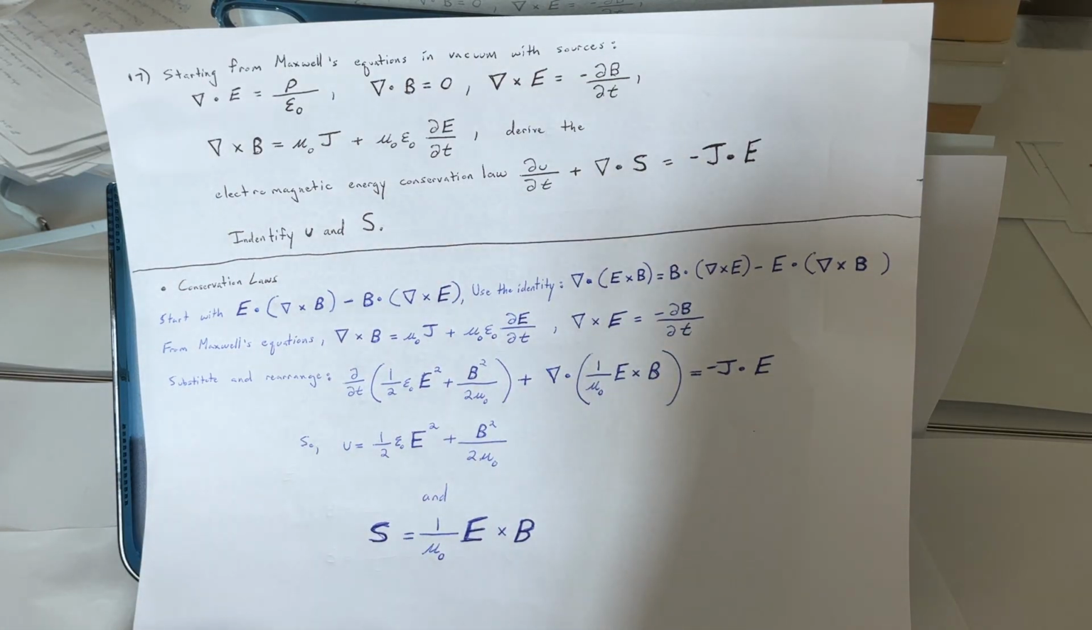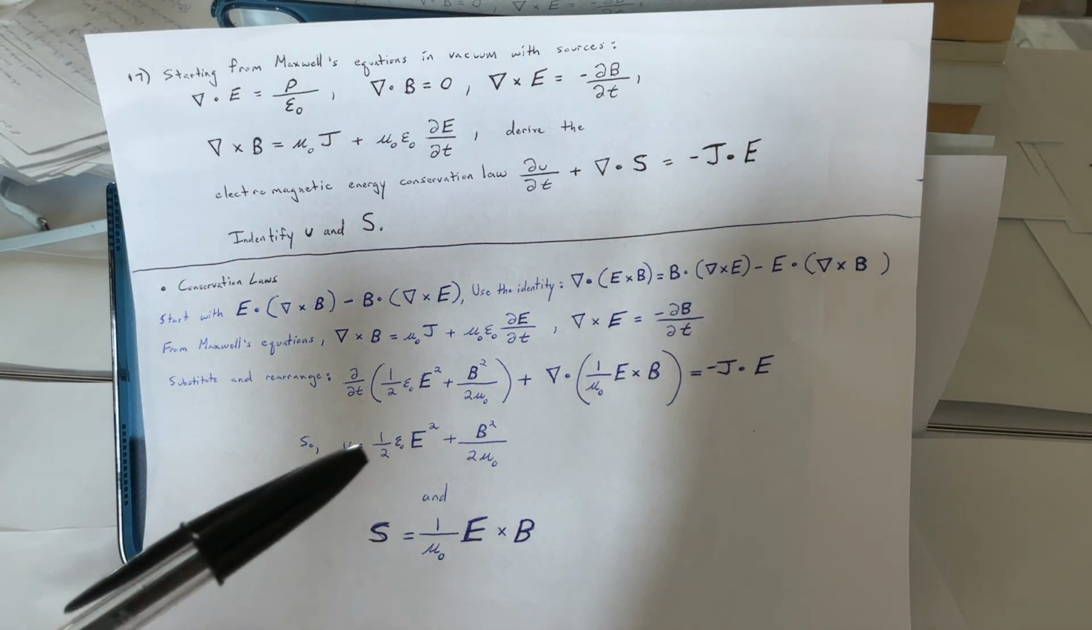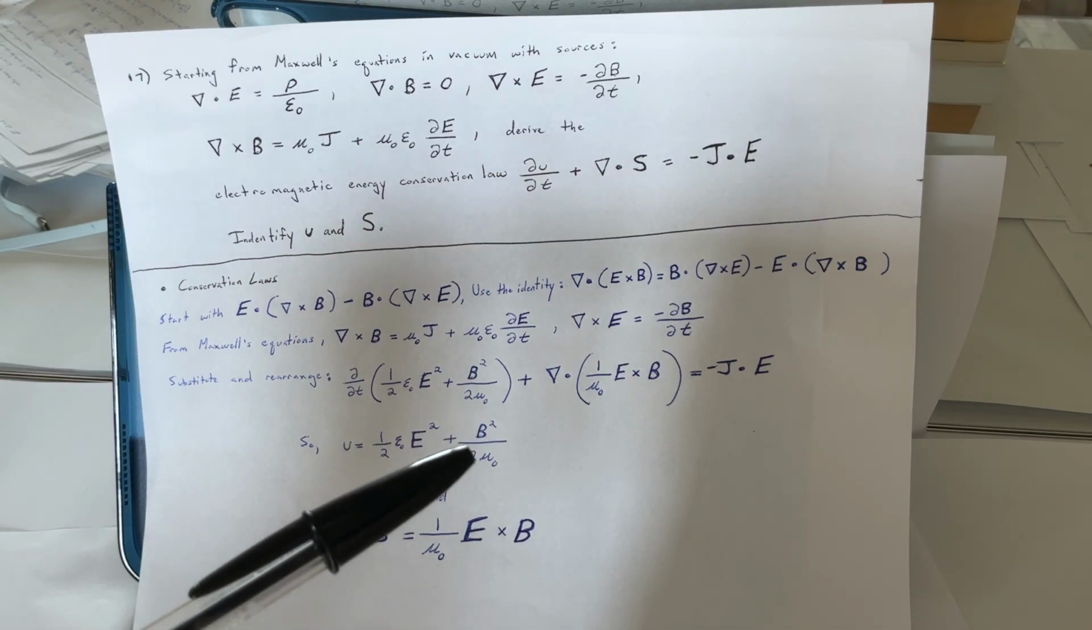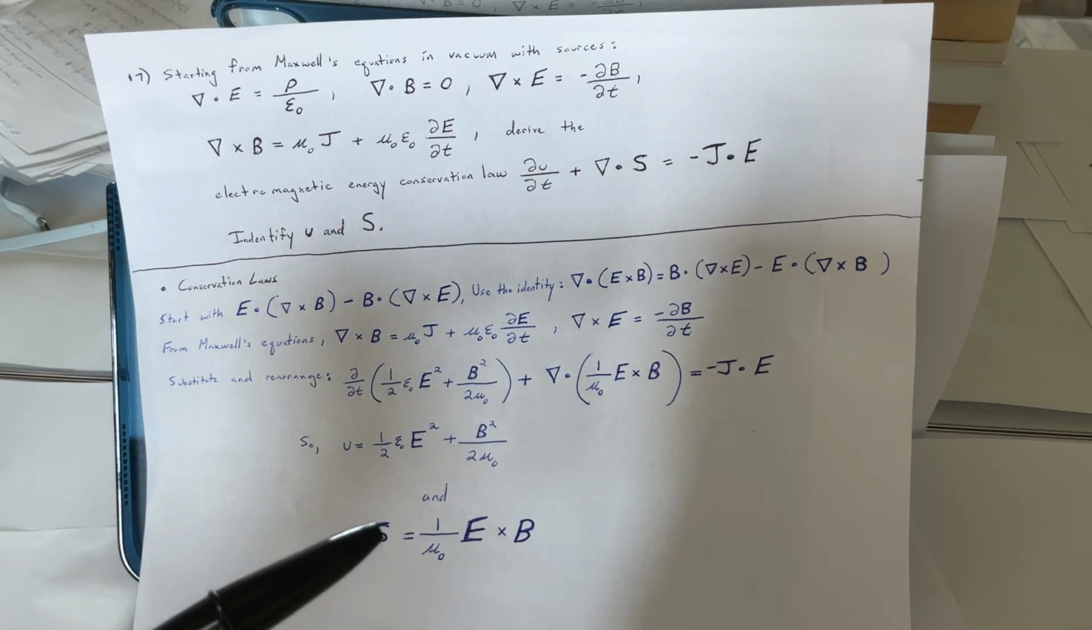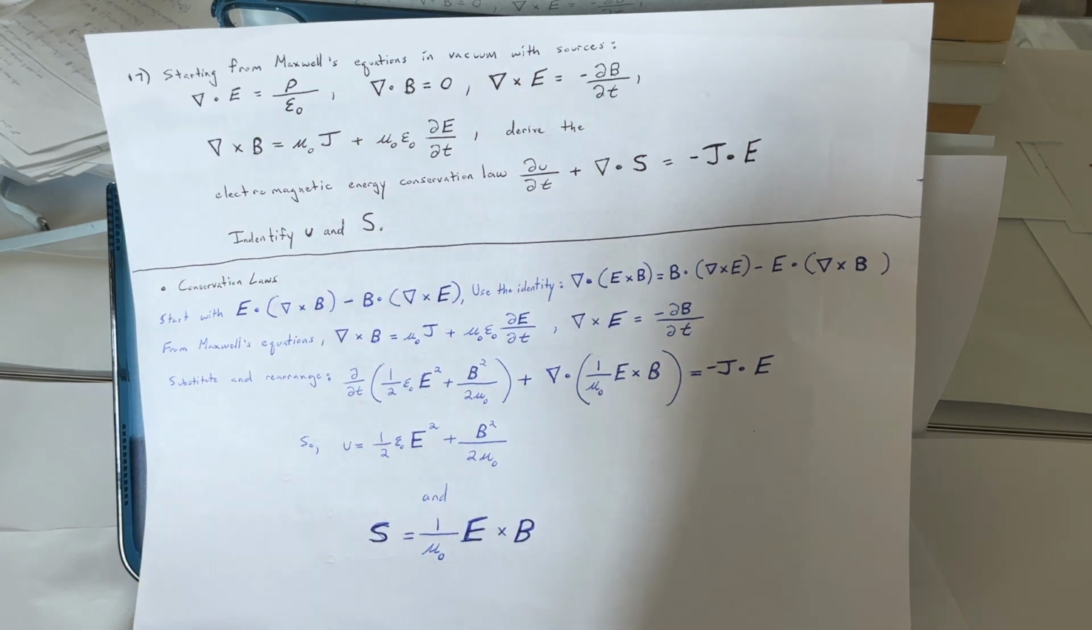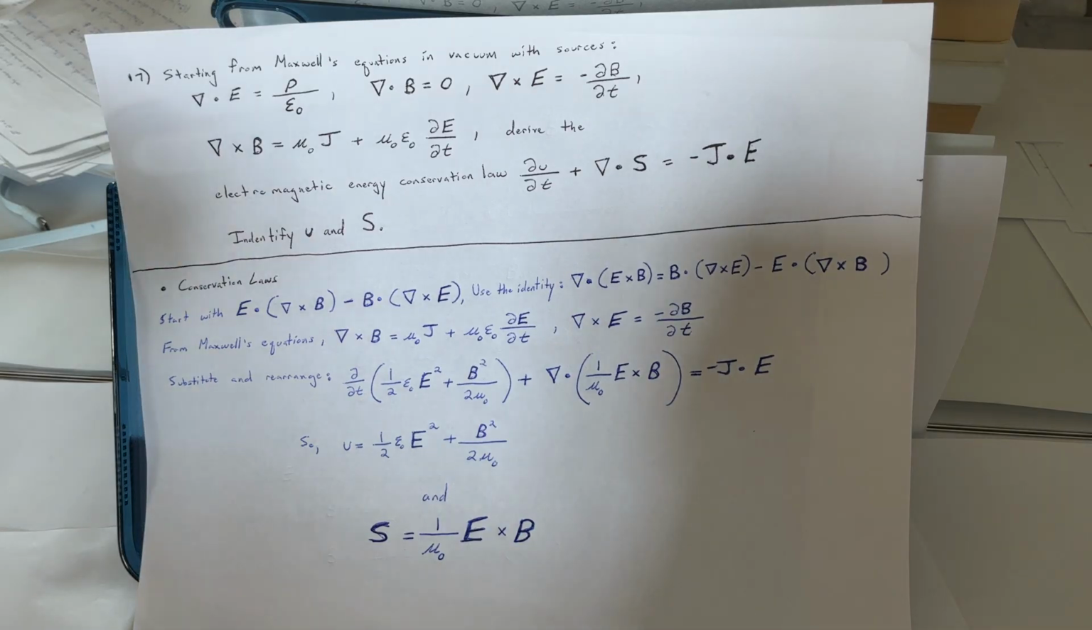So from here, U equals 1/2 epsilon naught E squared plus B squared over 2 mu naught, and S equals 1 over mu naught E crossed with B. And again, I'm going through this at a quick speed, so you have this as a reference for you to try it and check your work. Okay, and then number 18.